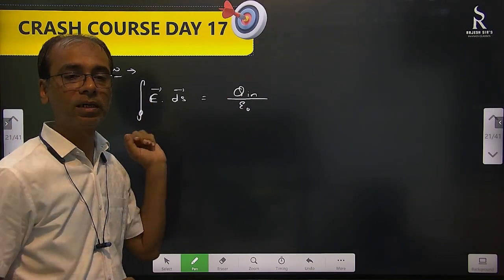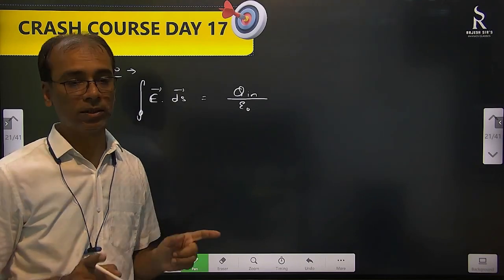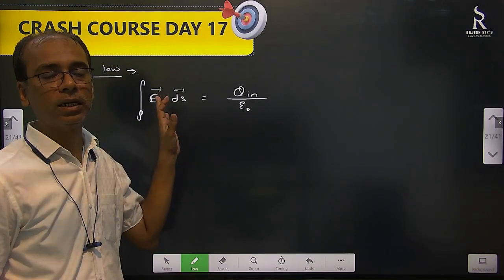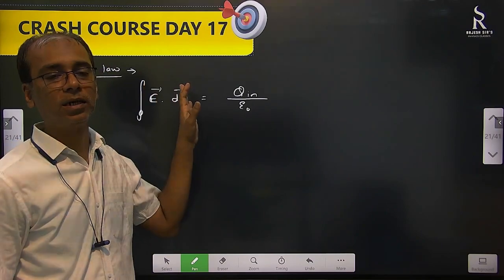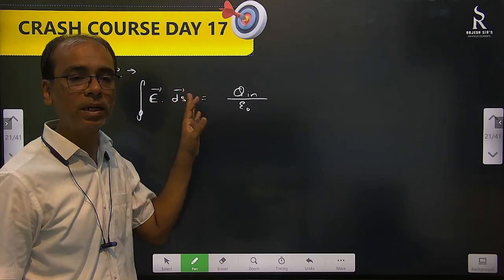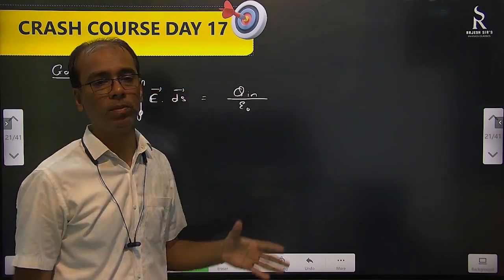Does it mean that this electric field is also due to Q inside only? Answer is no. This electric field is because of inside charges as well as outside charges, but its magnitude is equal to Qn by epsilon naught.